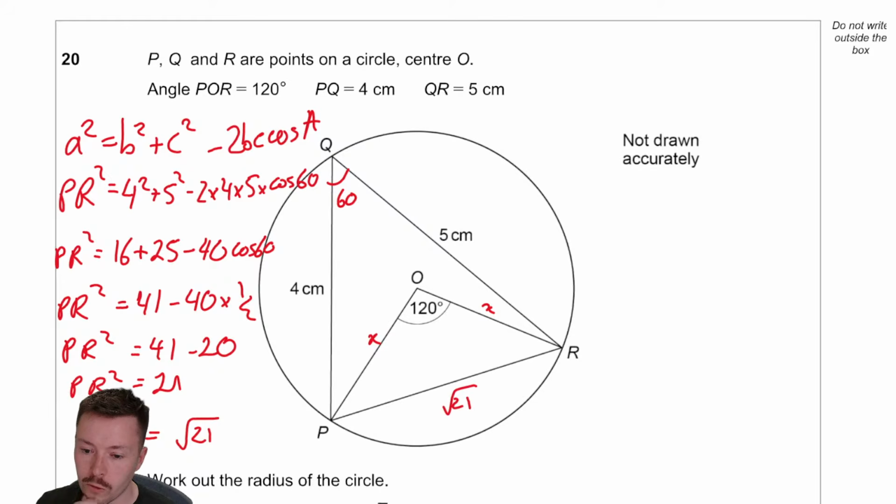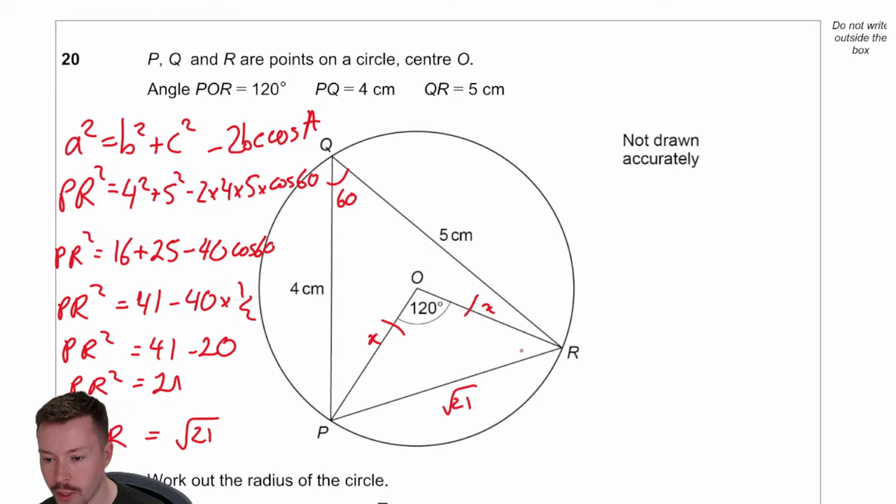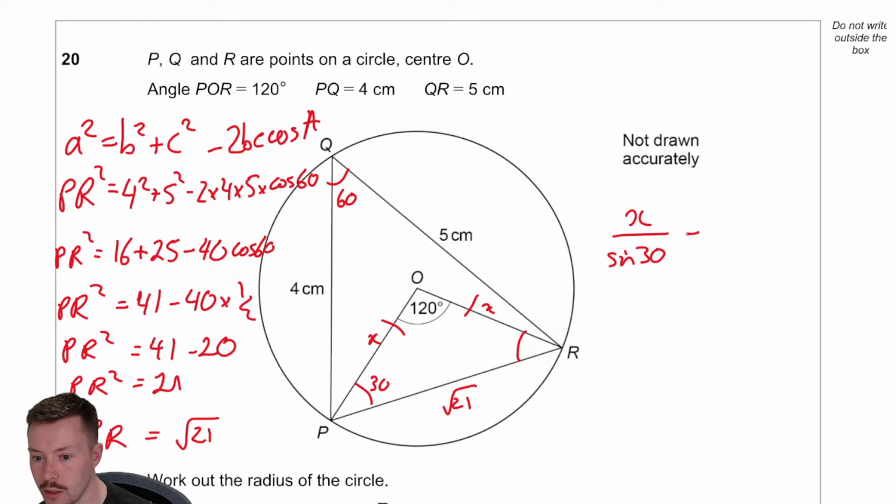Okay. Right, then, I know these are both radii, so I can work out these angles and just do the sine rule, which would probably be easier. 180 take away 120 is 60, so this is 30. So I know if I want x, I want x over sine 30 is equal to root 21 over sine 120.